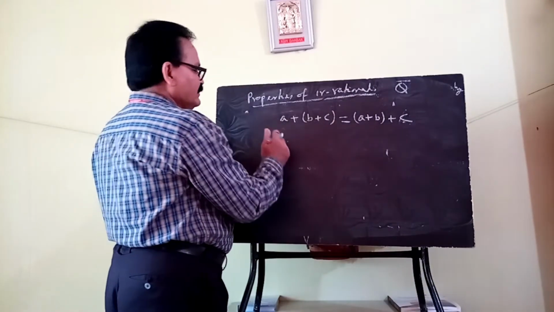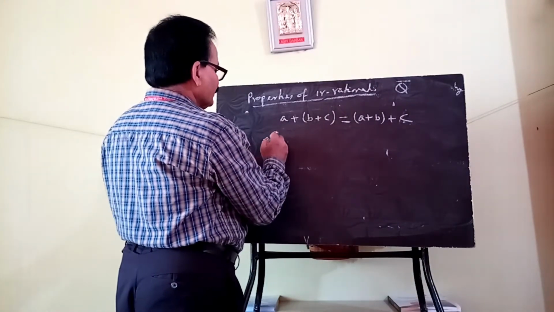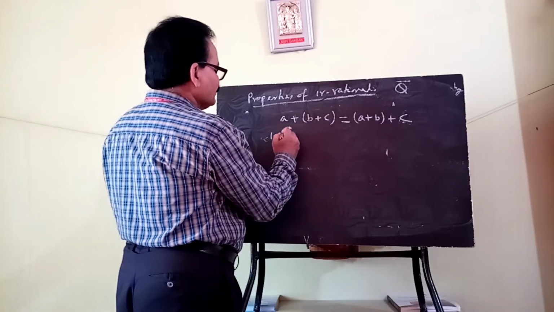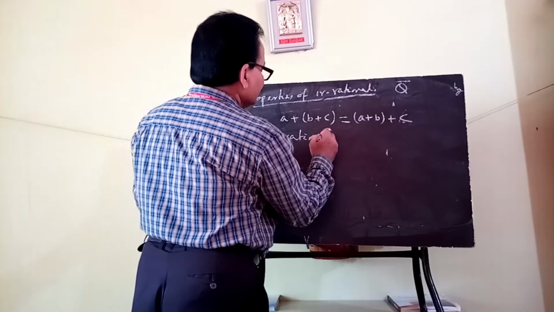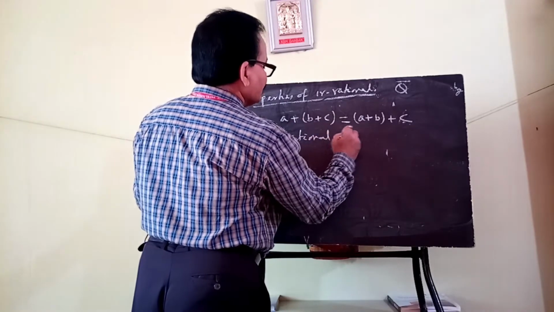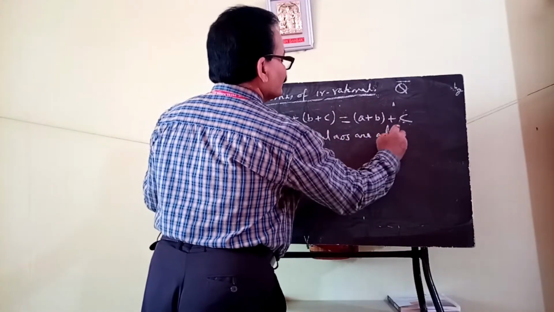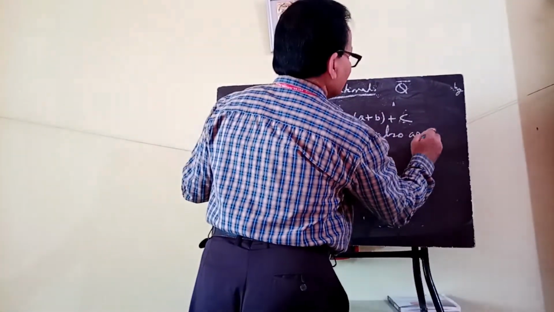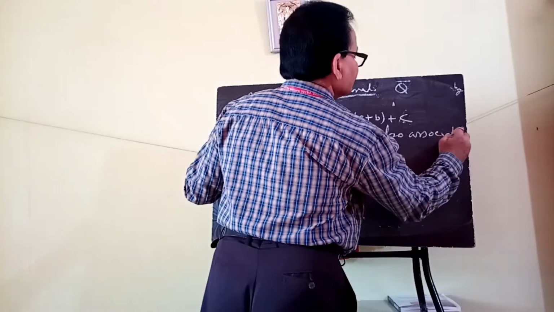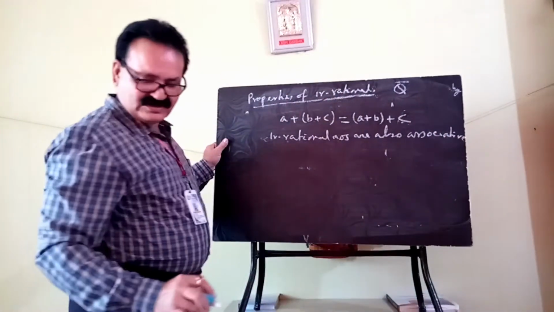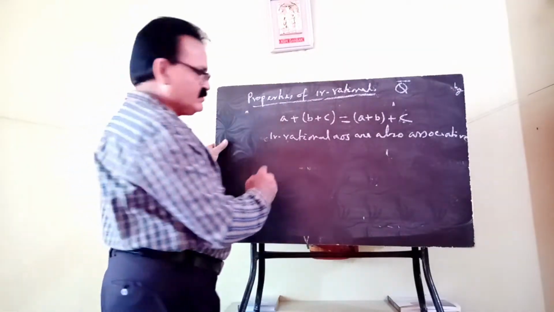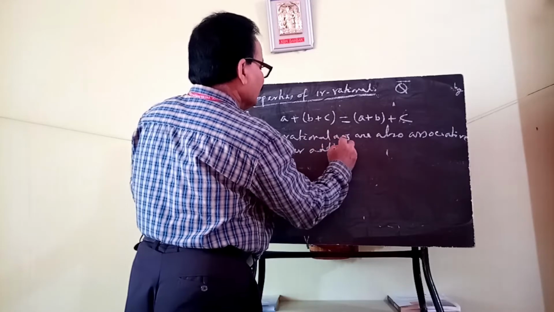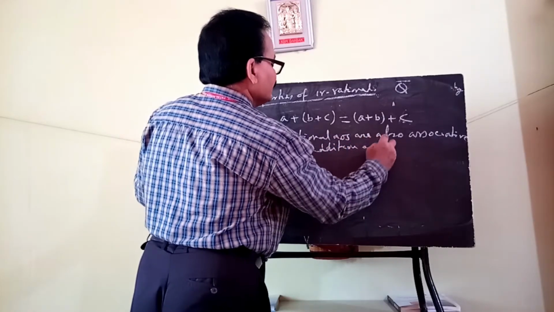Suppose, as for example, for irrational numbers also. Now irrational numbers are also associative under addition and multiplication. Under addition and multiplication. Okay.